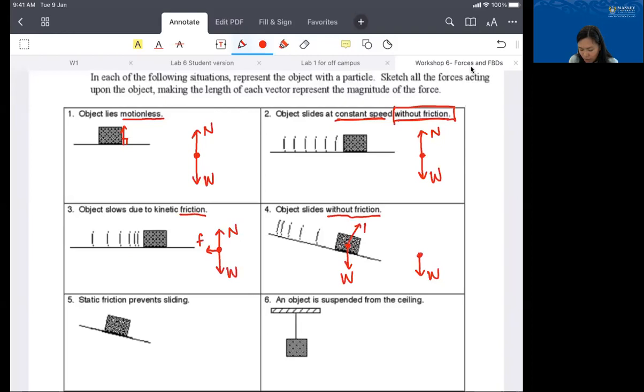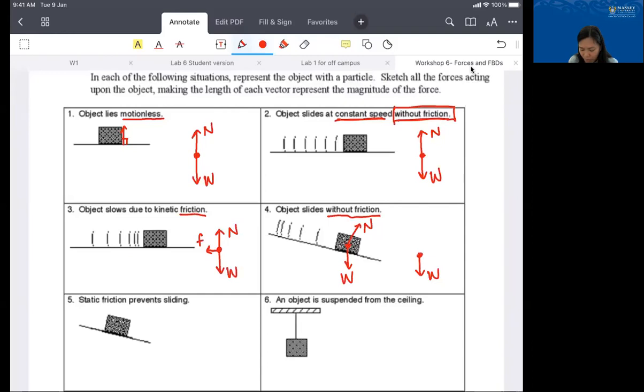Okay, so this is a rough sketch. That's the normal force, perpendicular to the surface. The object slides without friction. That means it's probably starting from rest and then it starts to move downwards. So there should be motion downwards along the slope.